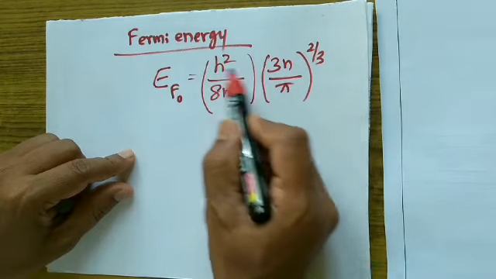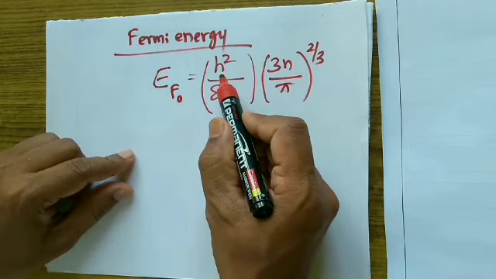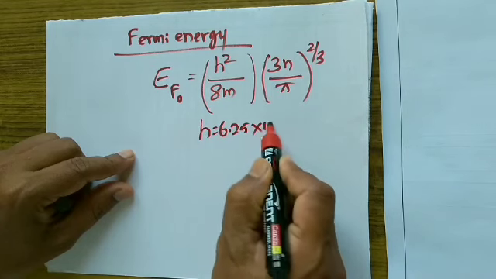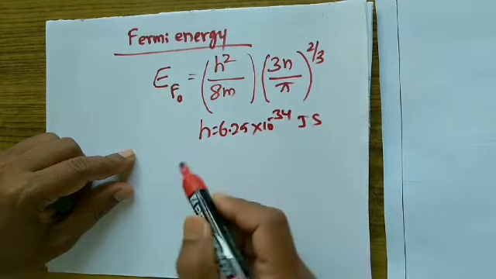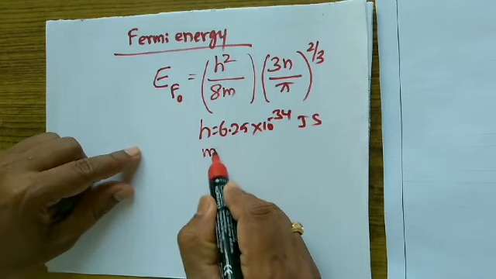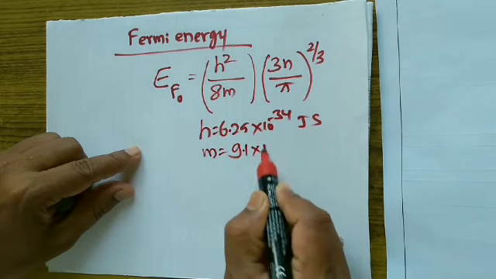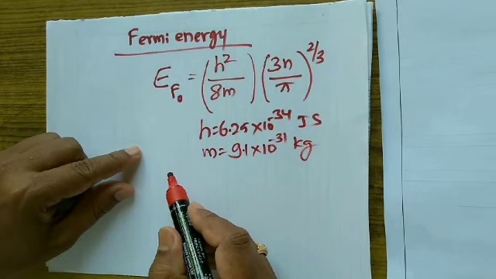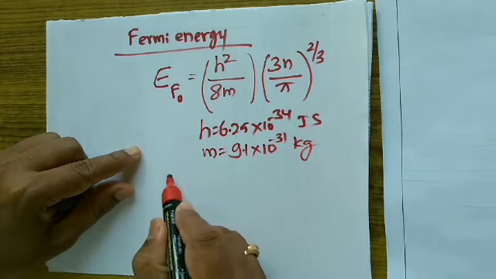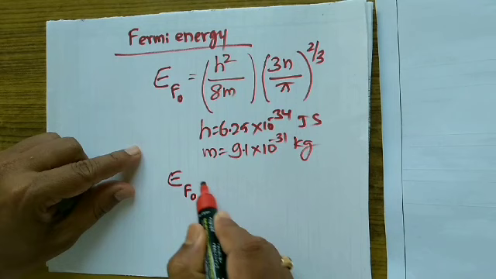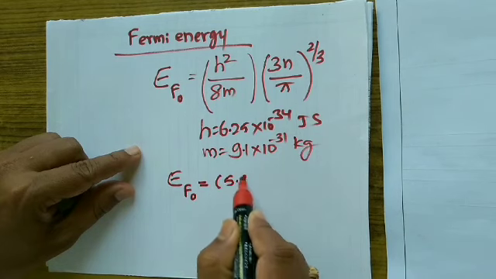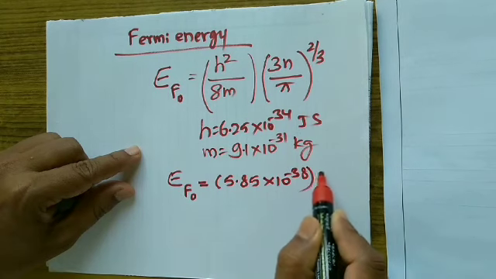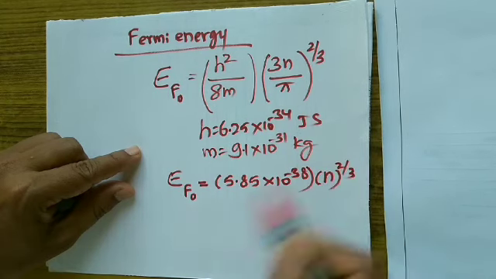By substituting the constant values, that is h is equal to 6.625 into 10 power minus 34 joule second, and m, rest mass of electron, is used here 9.1 into 10 power minus 31 kg, it is possible to get this expression as EF naught is equal to 5.85 into 10 power minus 38 into n power 2 by 3.